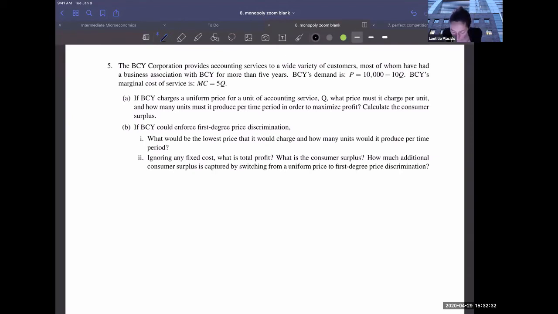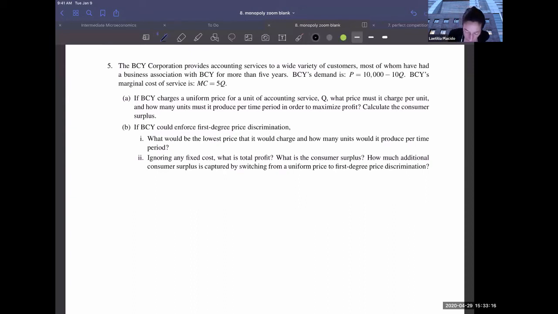So we have a scenario with a monopolist. We are given the demand curve. We have the marginal costs. And the first question says, assume the firm charges a uniform price for its service. Okay, so when we say uniform price, we assume that we face a regular monopolist. It charges a single price. So what would be the optimal quantity, optimal price, and calculate consumer surplus?